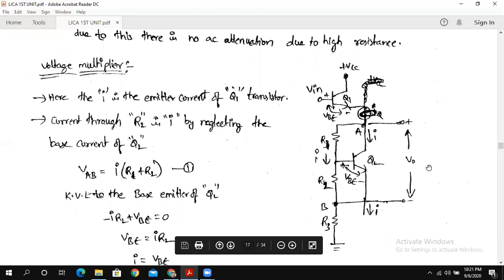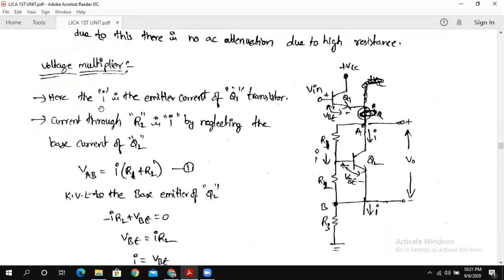This circuit is also called a voltage multiplier circuit. Why it is called a voltage multiplier, we will see here. Here I is the emitter current of the Q1 transistor. From the Q1 transistor, this current is going to come. So the current through R2 is I, by neglecting the base current of Q2. So the R2 resistor current is also I. We are going to neglect the base current here, and then we can say that the same current I is going to flow through R1 and R2.